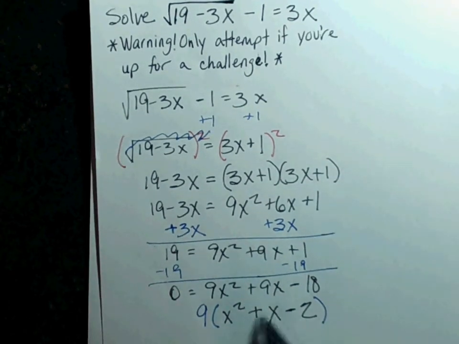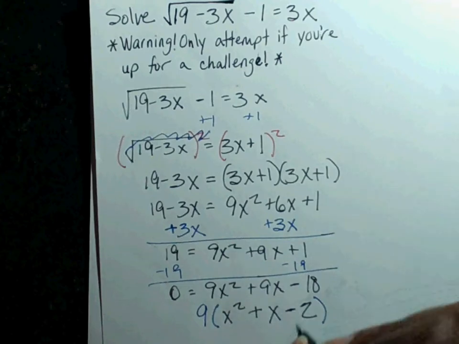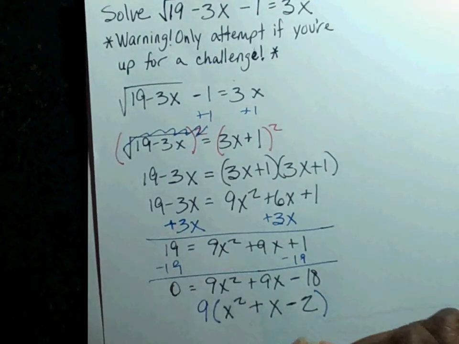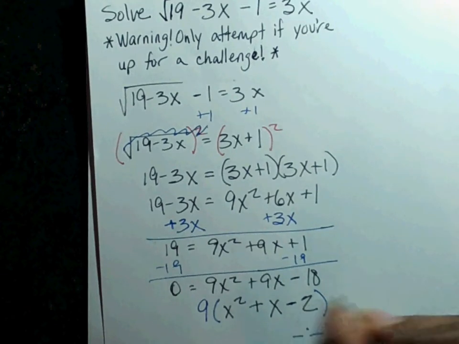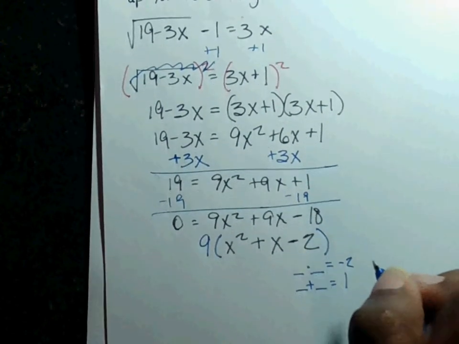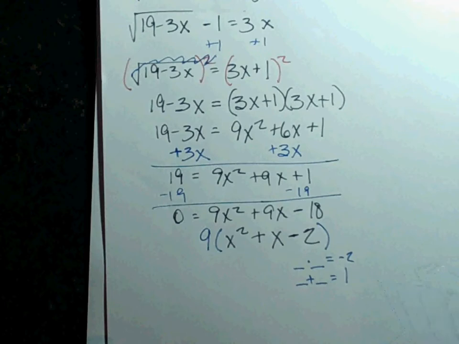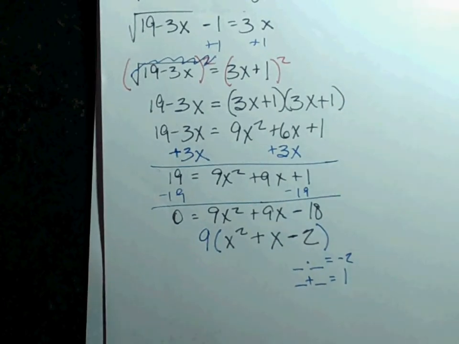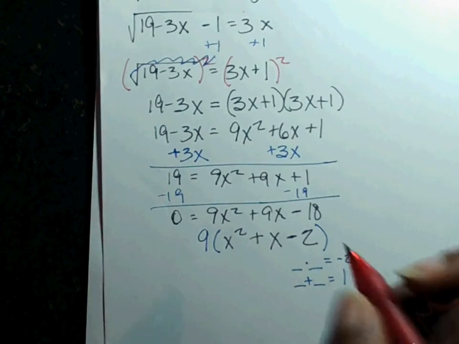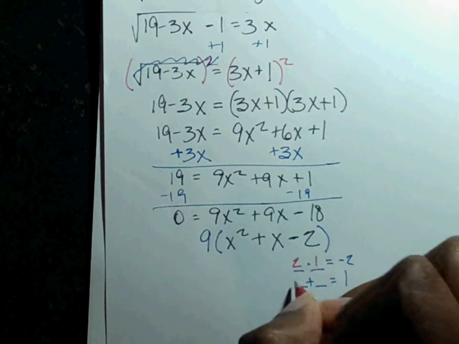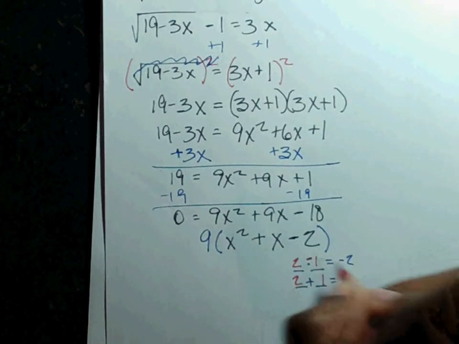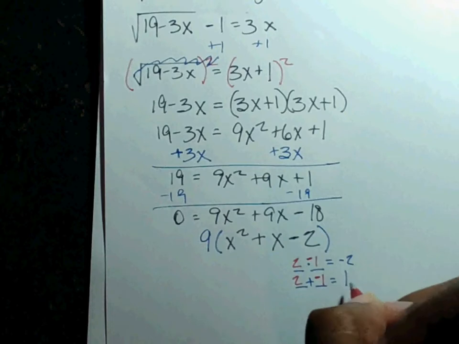factor your trinomial. I'm going to think of two numbers that multiply to give me negative 2, but then when I add them, I get 1. Okay. I'm thinking 2 and 1. Those are really the only two factors of negative 2. Okay, so 2 and 1. This has to be negative in order for me to get a positive 1 right there.